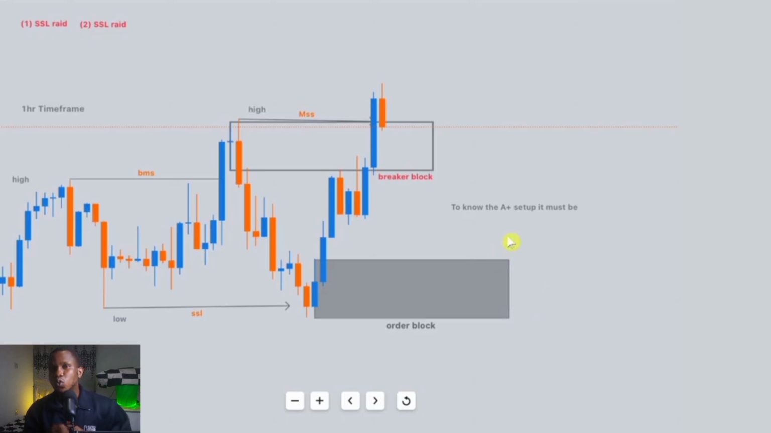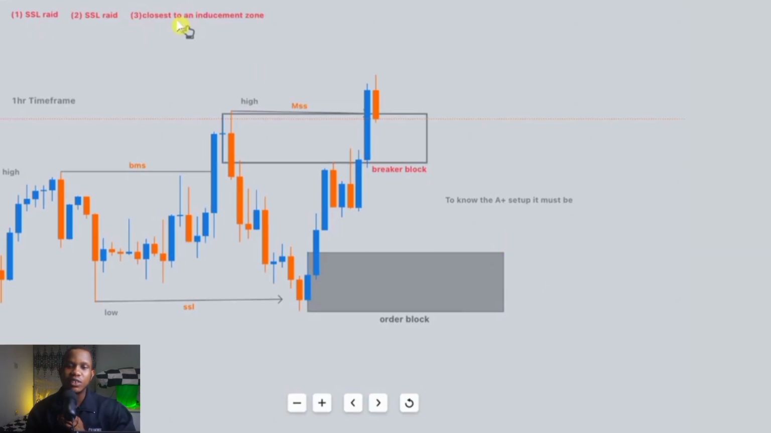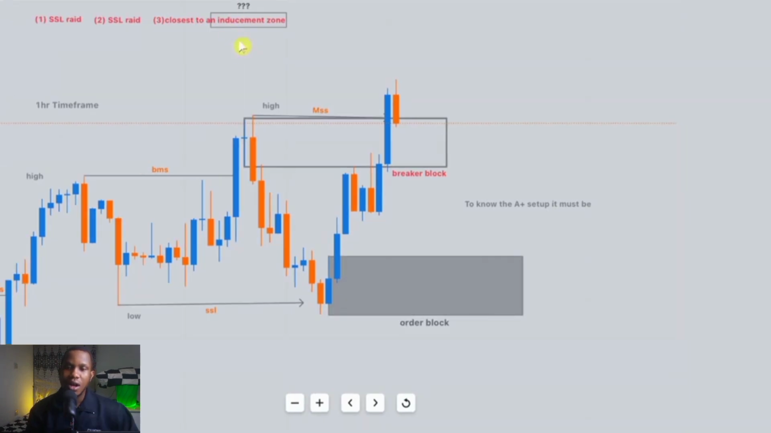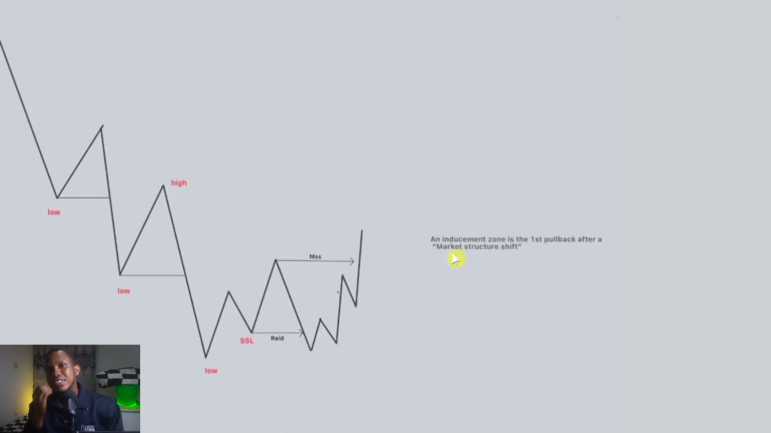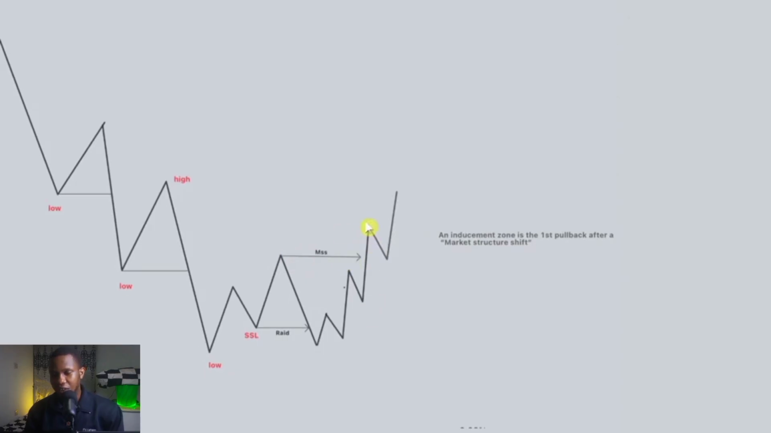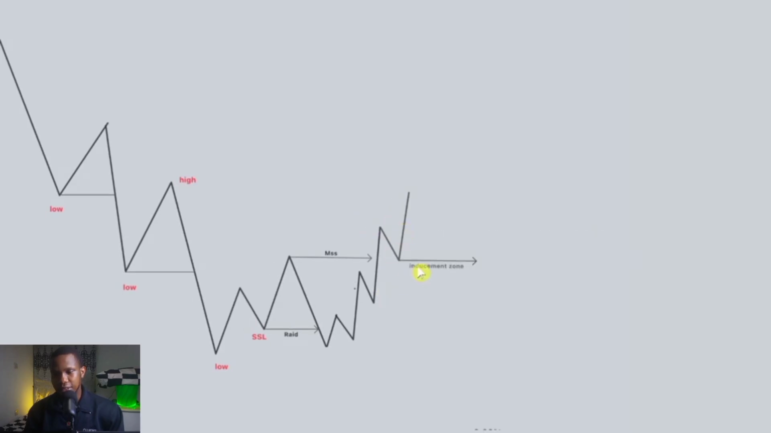So to know your ICT A+ setup, it must be closest to an inducement zone in the market. So how can you find your inducement zone in the market? An inducement is the first pullback after a market structure shift. This is our market structure shift. We have this pullback that made a break of market structure. This will be my inducement zone in the market.